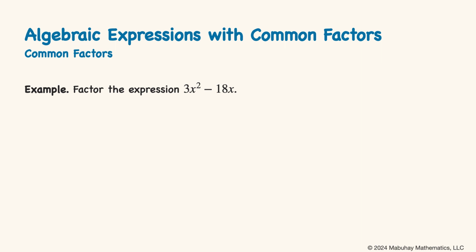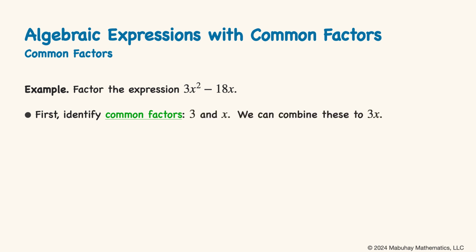First, we're going to identify common factors, which are factors that appear in both terms. Looking at the constants, we see that 3 is a factor of both 3 and 18, so 3 is a common factor. We can also notice that there's at least one factor of x in both terms. So x is also a common factor. We'll combine these common factors together as 3x.